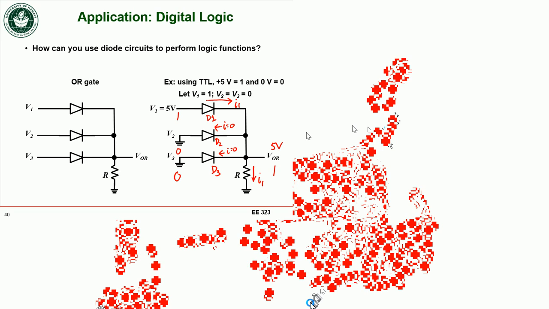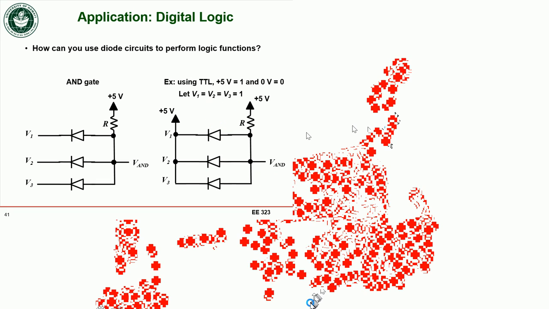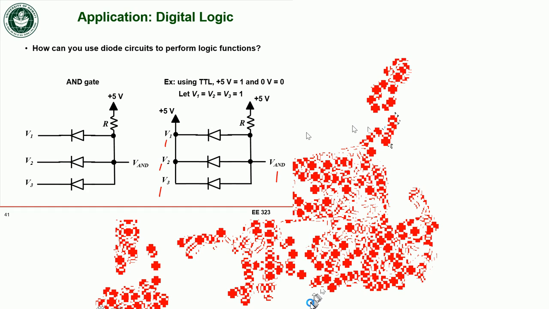Okay, let's look at another logic gate example. Okay, so this is an AND gate. Again, 3 inputs. We'll connect the diodes in a slightly different manner. And let's look at that with that same TTL kind of logic. Okay, so over on the right, I'm setting V1, V2, and V3 all to 5 volts. So this is 1, this is 1, this is 1. So my output here should be 1 or 0? 1. Okay, so that means my output here is going to be 5 volts.